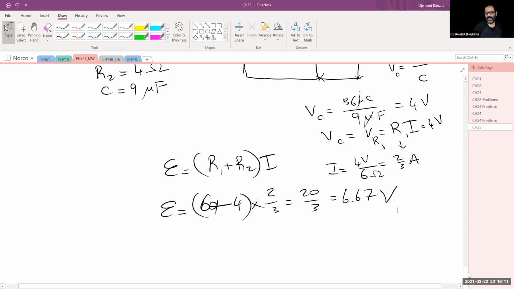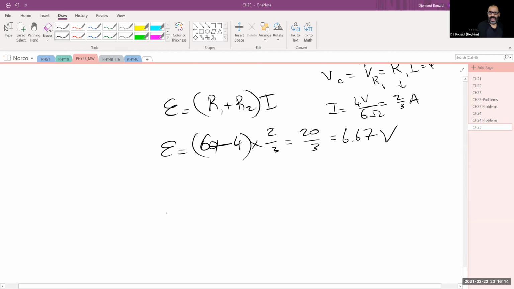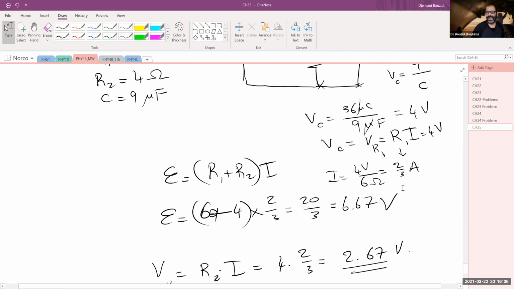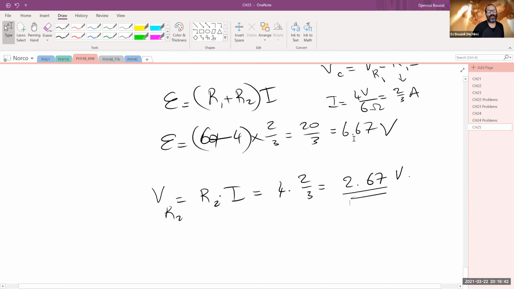Let's check that. Across R2, V is equal to R2 times I. R2 is equal to 4 ohms, and the current is 2/3 of an amp, and this should be equal to 8 over 3, and 8 over 3 should be 2.67 volts. So if I added 2.67 volts across R2 and the voltage across R1, which is 4 volts, I should end up with 6.67 volts. So it makes sense, yes or no? That makes sense. Okay, very good.